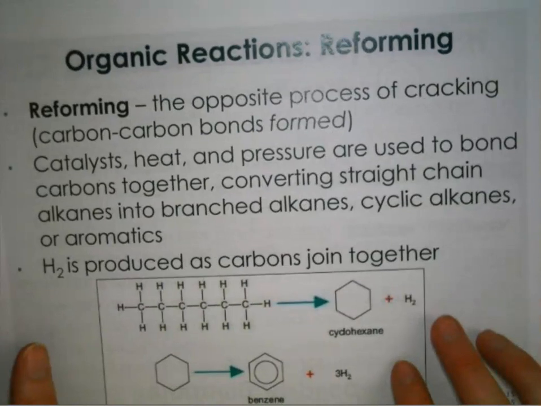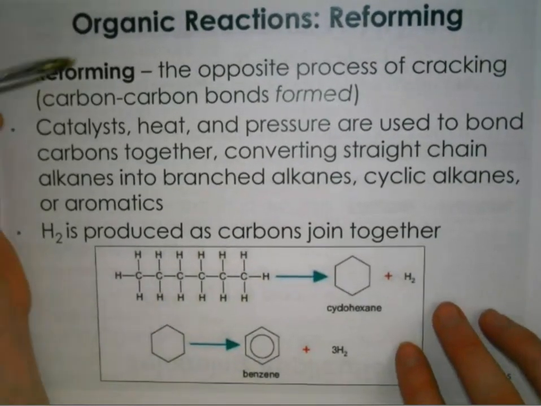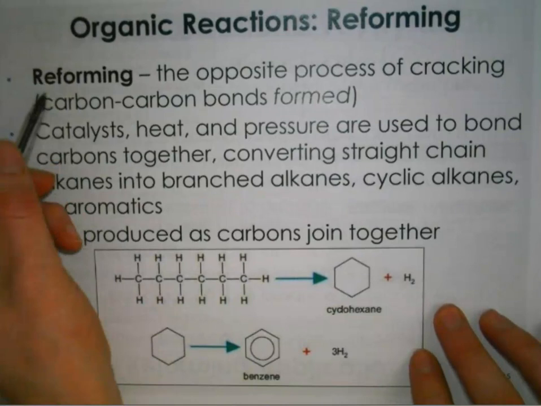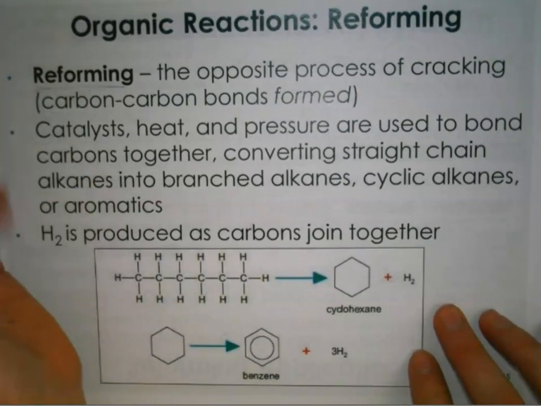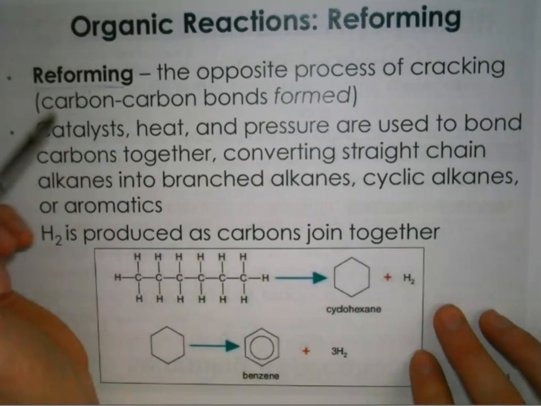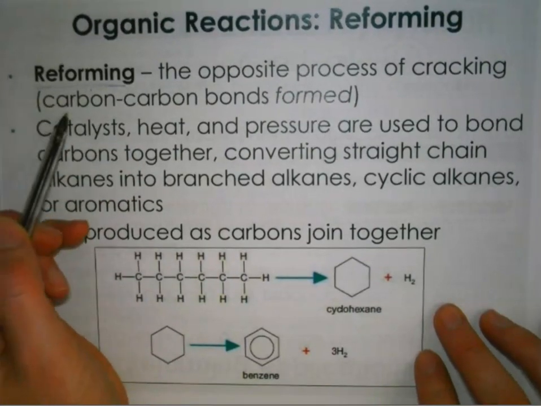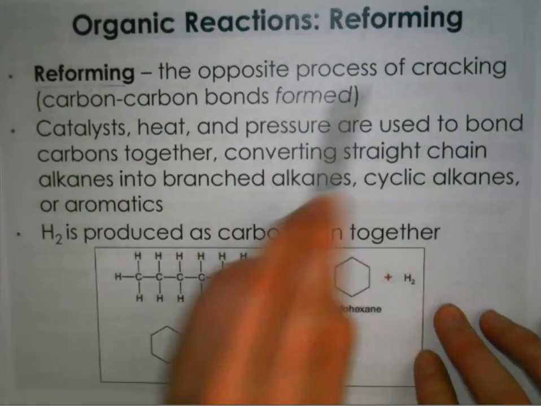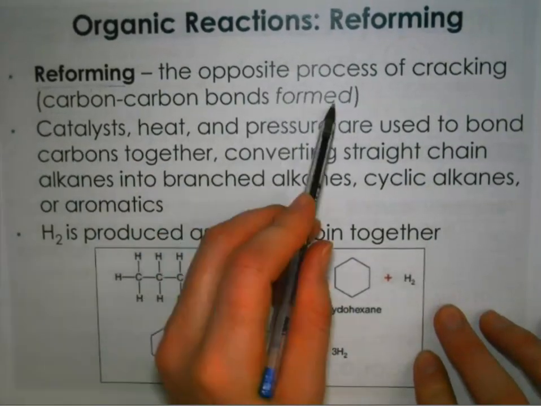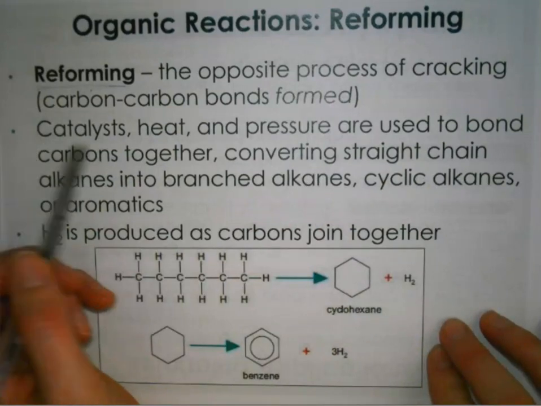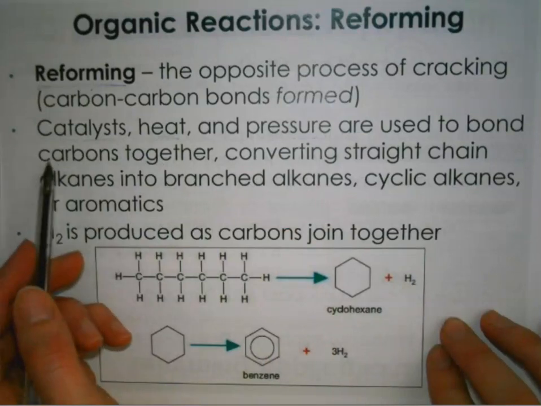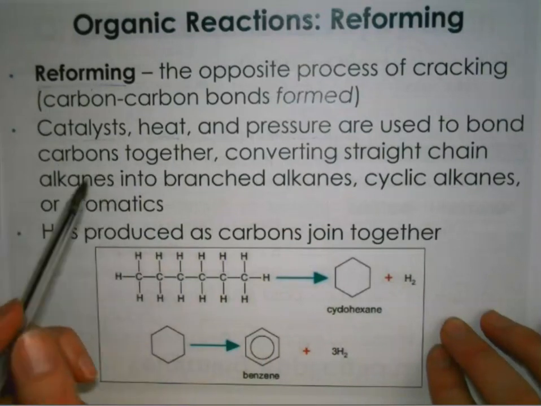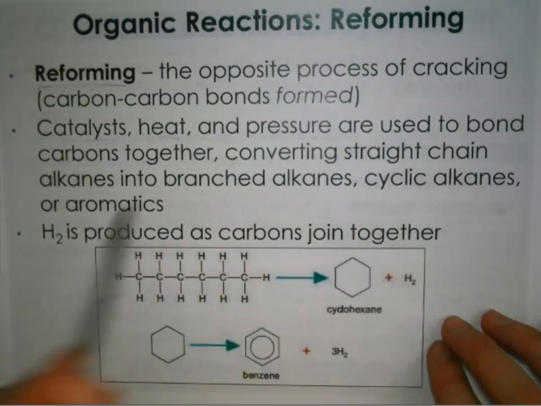Okay, the next reaction we're going to look at is called reforming. So reforming, just like again the name implies, you're reforming something into a different shape, basically. So it's the opposite process of cracking. So instead of carbon-carbon bonds being broken the way they were in cracking, they're being formed. Again, catalysts and heat can be used as well as pressure, and those things are used to bond the carbons together. But what's basically happening here is you're converting straight chain alkanes into different shapes that you want.